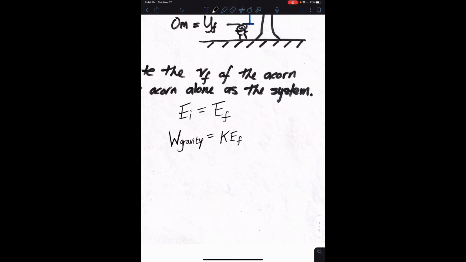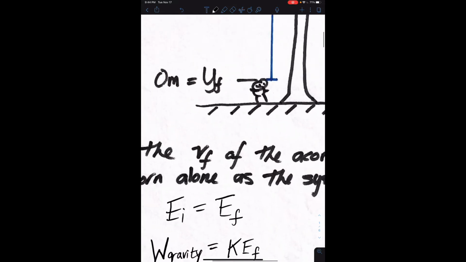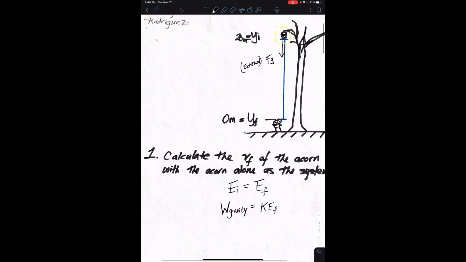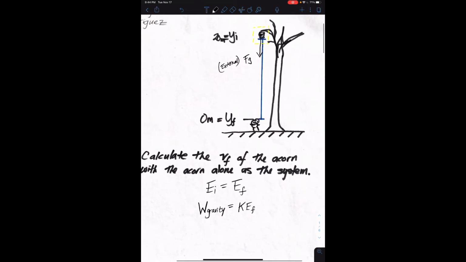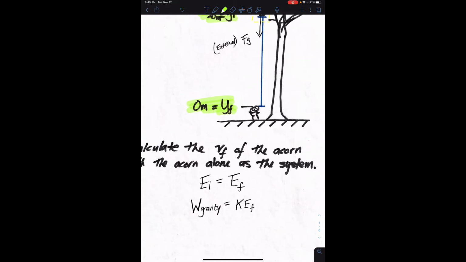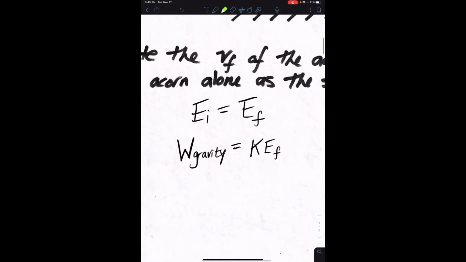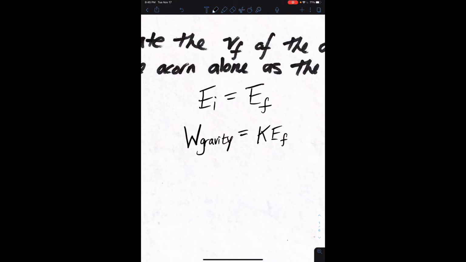So we're calling this position right here, notice where the person's head is, the top of the person's head, we're calling that 0 meters. So that's important right there. The acorn starts at y_i, which is 20 meters, and then is going to fall 20 meters, to 0 meters. And this is the distance it's going to travel. So we're not calling the ground 0, and we can do that. We can call any point 0. That's fine.